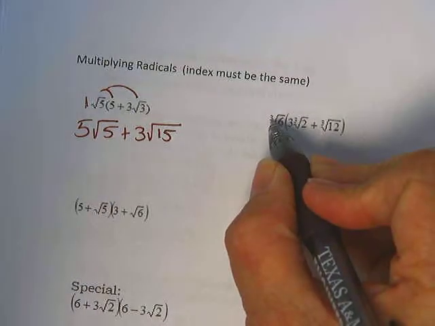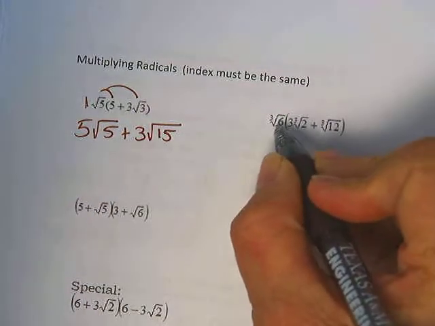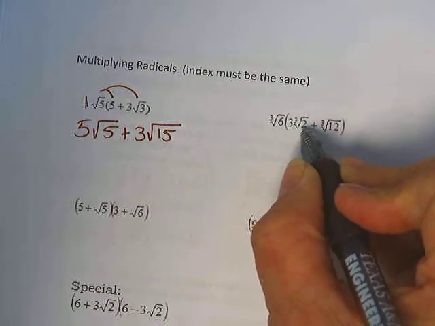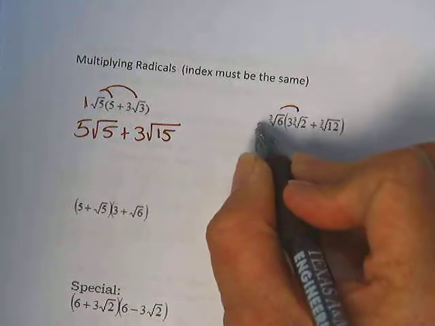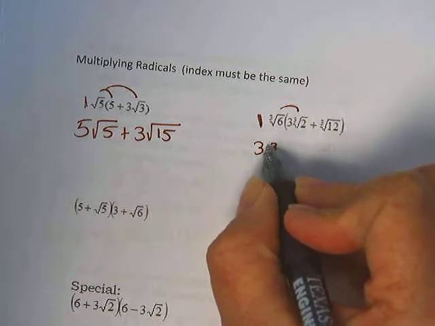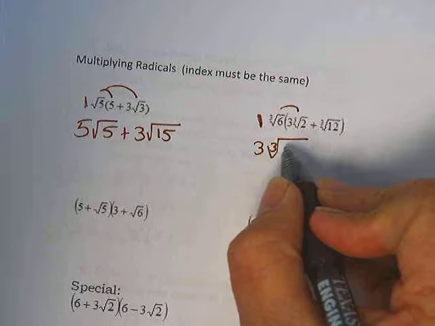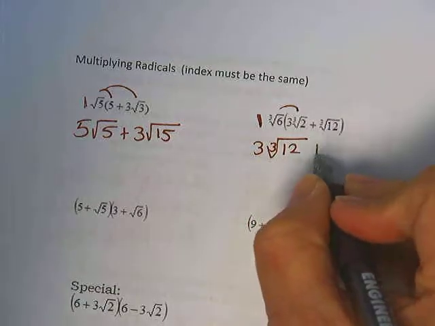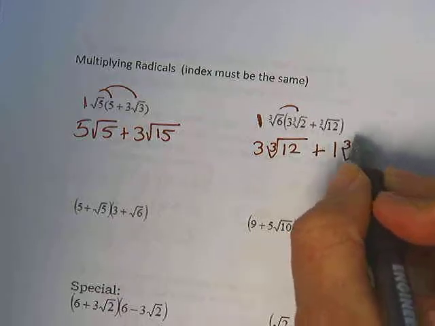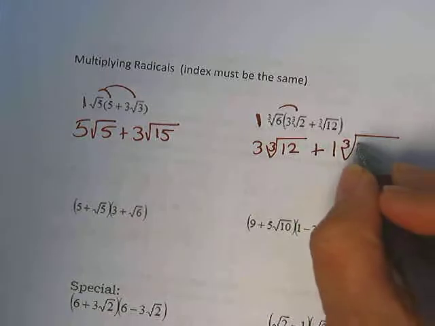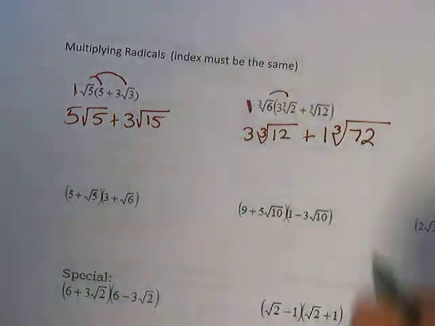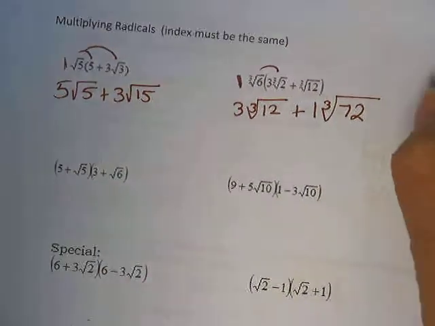Same thing happens when we are using a cube root. So cube root of 6 times 3 times the cube root of 2. There's an implied 1, times 3 is 3, times the cube root of 6 times 2 is 12, plus 1 times 1 is 1, cube root of 6 times 12 is 72. And we might want to take a look at 72 to see if we can simplify that.